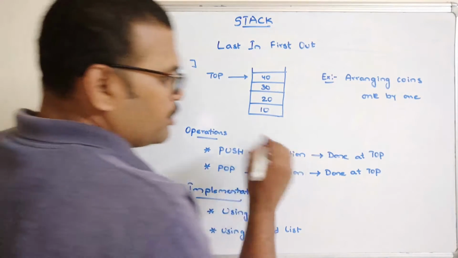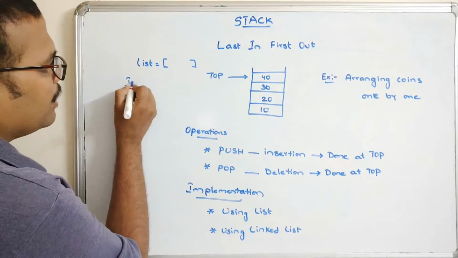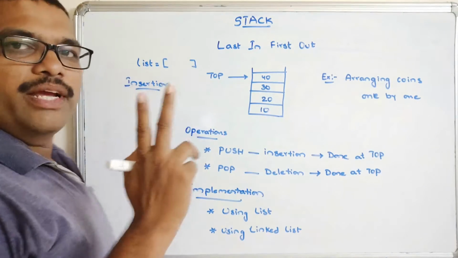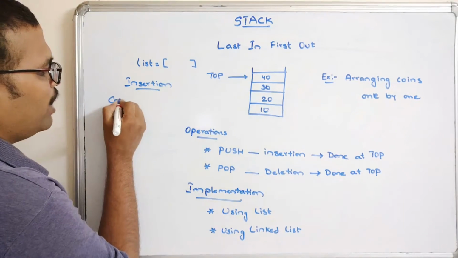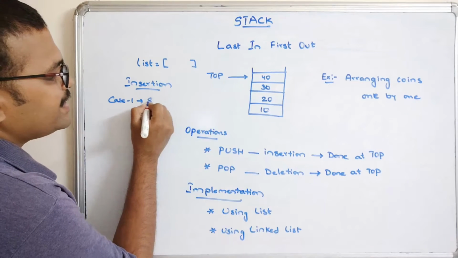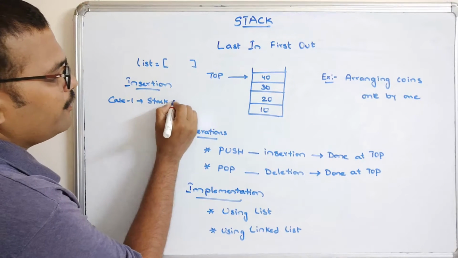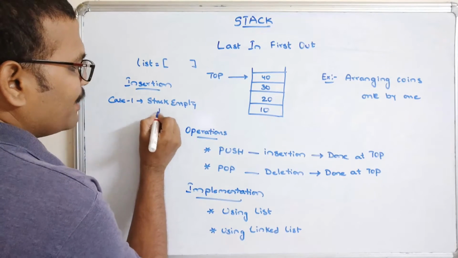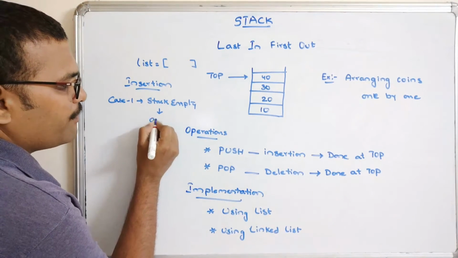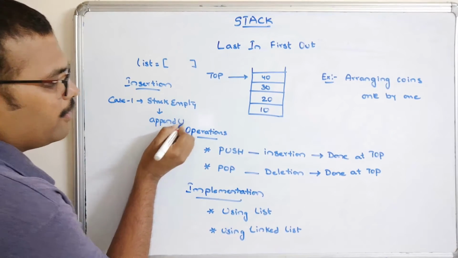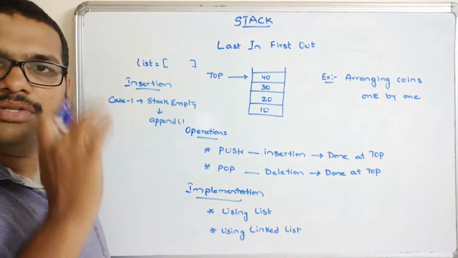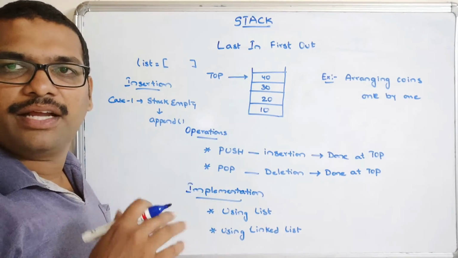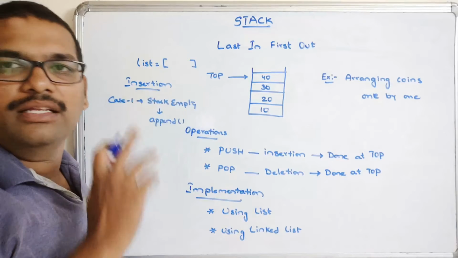So coming to this insertion operation, here there are two cases. One is case 1, the stack is empty. We need to find whether the stack is empty. So if the stack is empty, simply you can use the append function. So it will append the value to the stack. So we'll take an empty list, and we will append this element to the list.